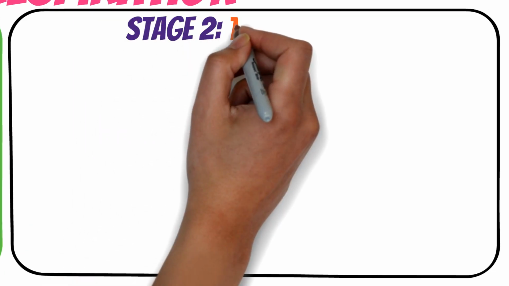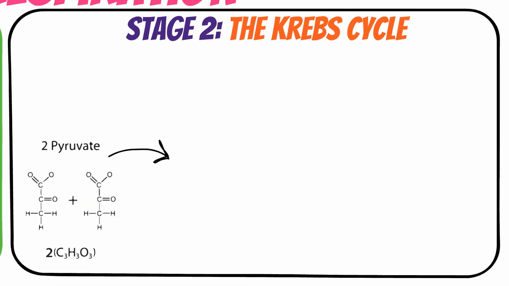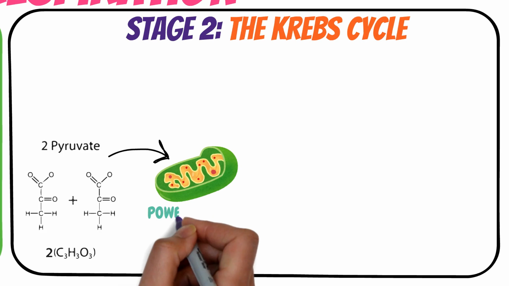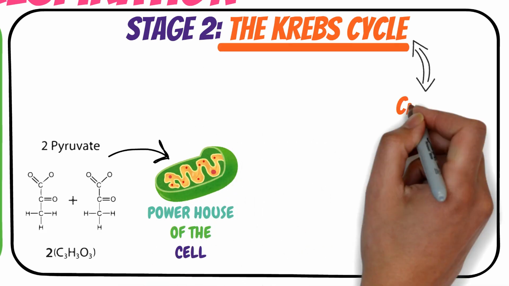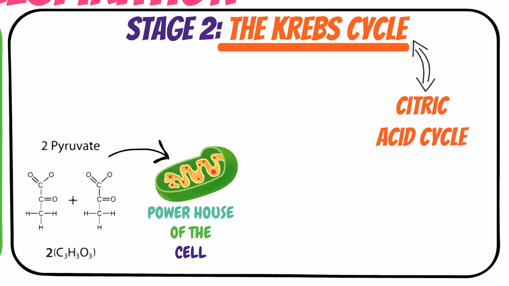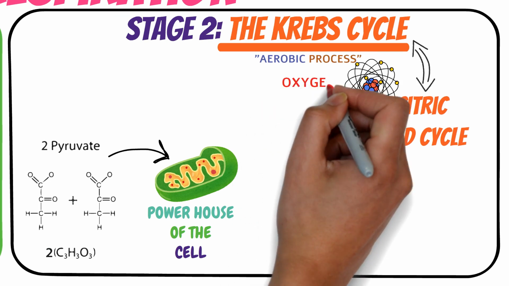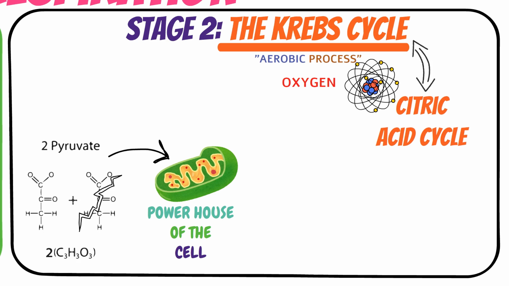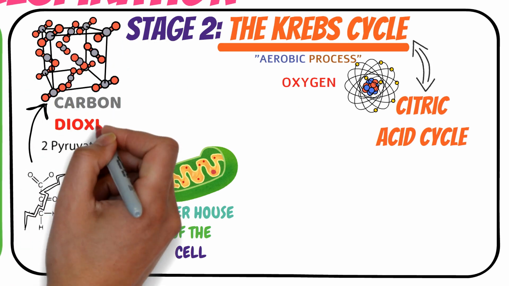Stage 2. The Krebs cycle. After glycolysis, the pyruvate molecules are transported into the mitochondria, the powerhouse of the cell, where the next stage, called the Krebs cycle or citric acid cycle, takes place. The Krebs cycle is an aerobic process, meaning it requires oxygen. During this cycle, the pyruvate is broken down further, releasing carbon dioxide as a byproduct.